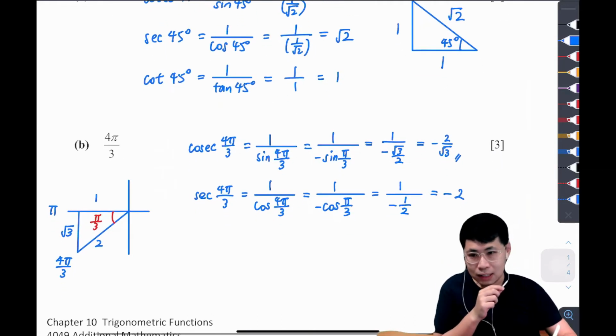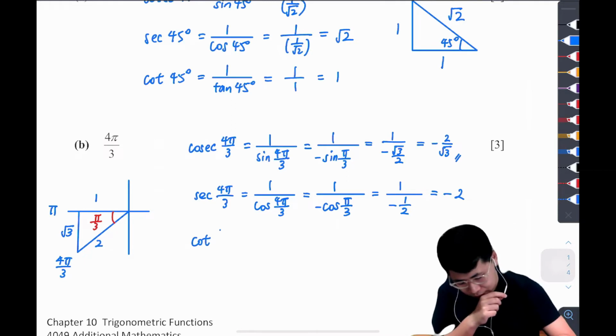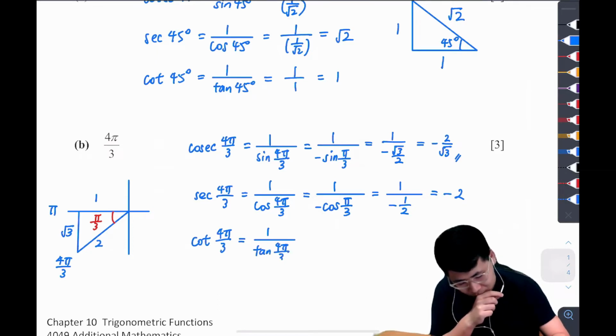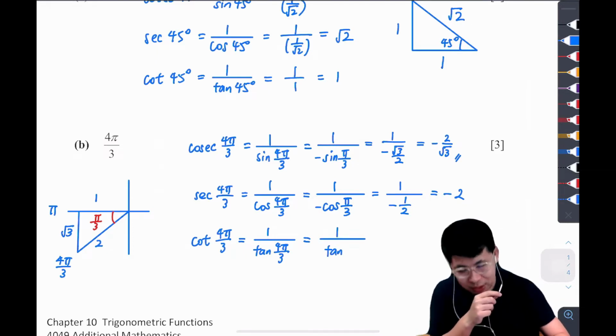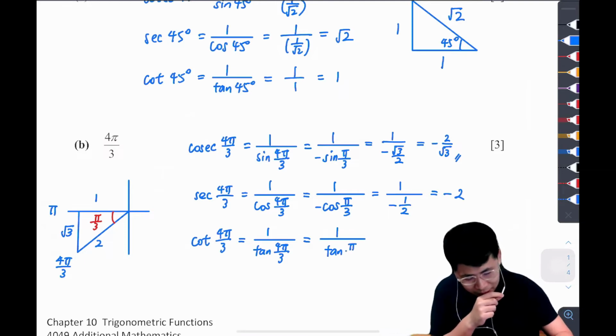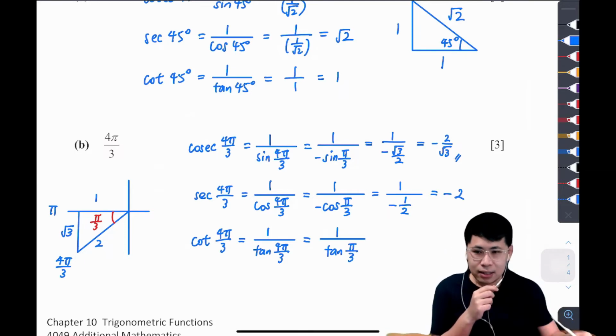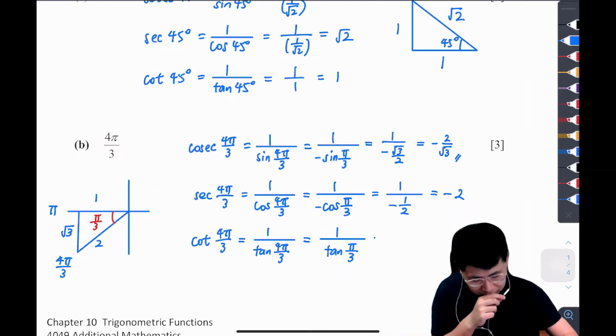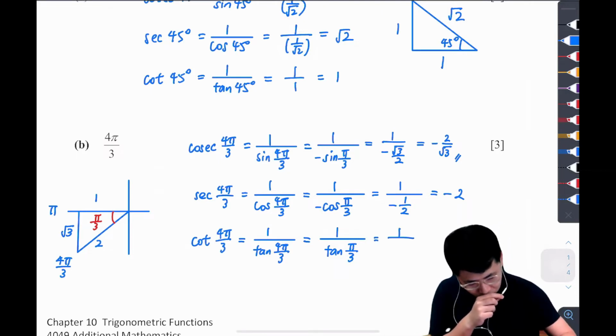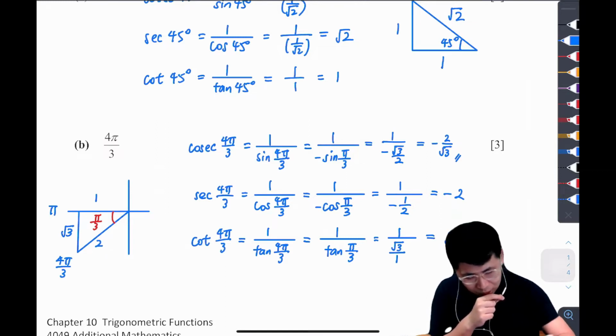Okay, last but not least, let's take a look at cotangent 4 pi over 3. Cotangent 4 pi over 3 is equal to 1 over tangent 4 pi over 3. Now tangent 4 pi over 3 is equal to tangent of basic angle pi over 3. ASTC, third quadrant, tangent is positive, so I'll just leave it alone. So this will be 1 over opposite over adjacent. Keep, change, flip, so this would be 1 over root 3.